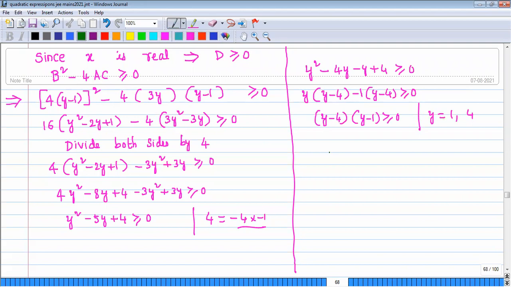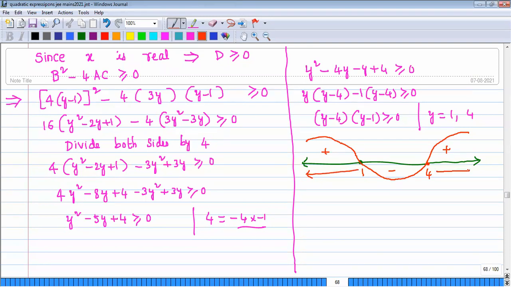Take a number line now and locate the corresponding roots, 1 and 4. Here the y square coefficient is positive, so we get the wavy curve method like this. This is plus sign, this is negative sign, this is plus sign. We need the positive sign from here to here and here to here. This is positive infinity, this is negative infinity.